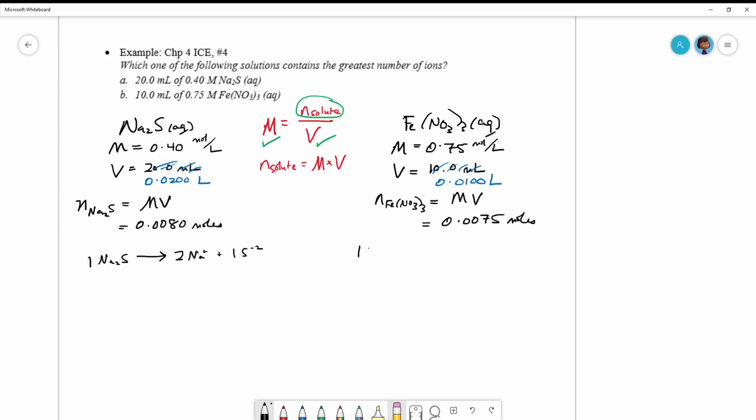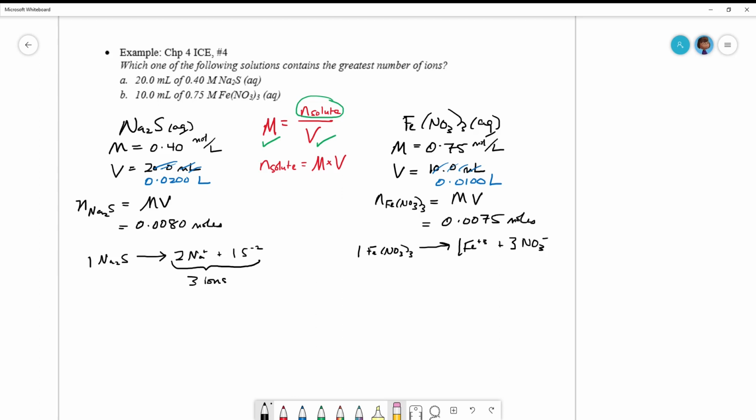Meanwhile, for every 1 iron nitrate that dissolves in water, what we really end up with are separated irons and nitrates. As it turns out, we get 1 iron for every 3 nitrates. So we have separated ions in solution. Note that when sodium sulfide breaks apart, for every 1 sodium sulfide, we get 3 ions total.